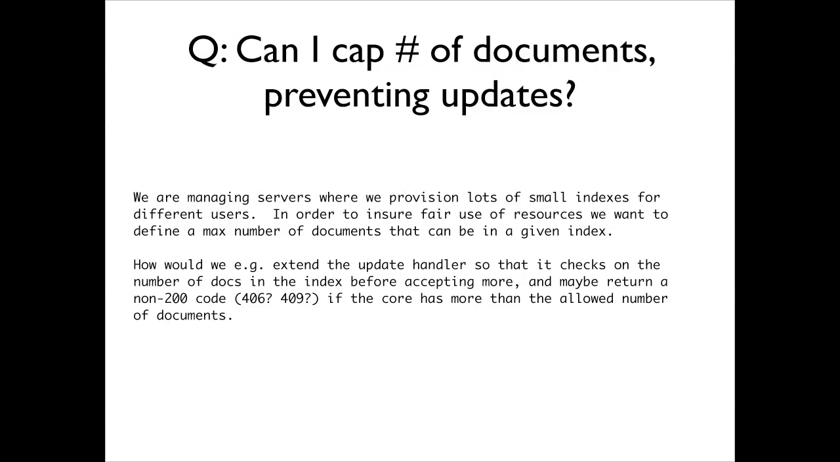Yeah, thanks, Hatcher. We're running down on time, so let me just go to the next one. I think this might be a little bit of a softball here for Haas. Can I cap the number of documents, preventing updates? How would we extend the update handler so it checks the number of docs in the index before accepting more, and maybe returns a non-200 code if the core has more than the allowed number? And this we do in Cloudy.